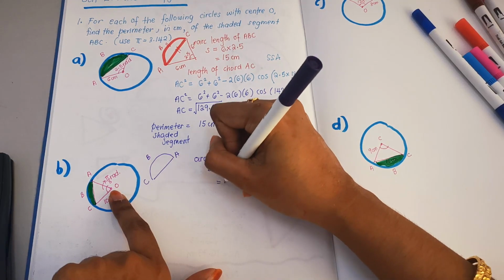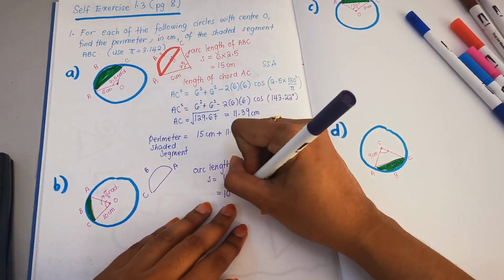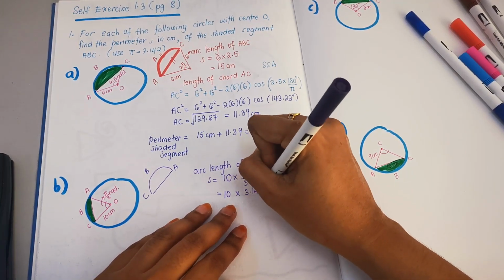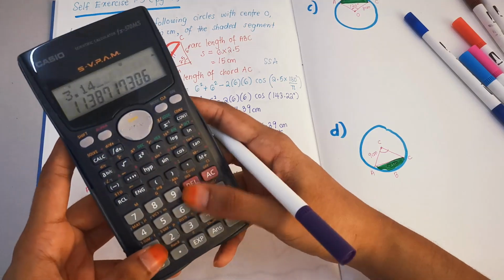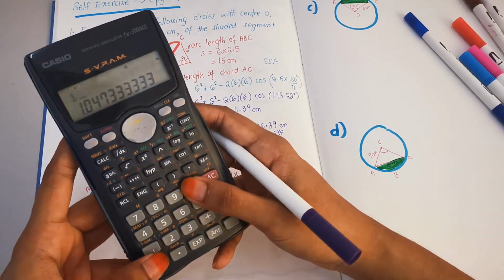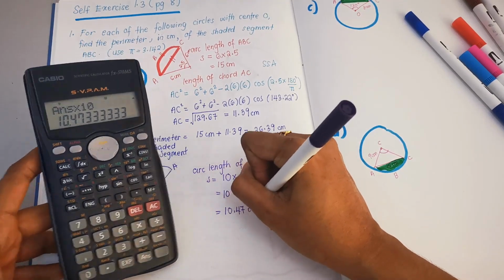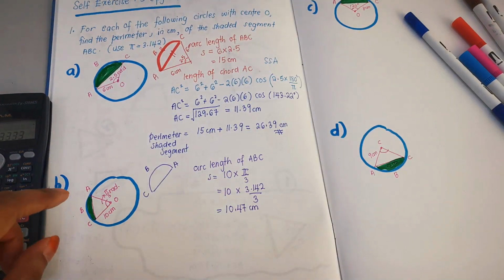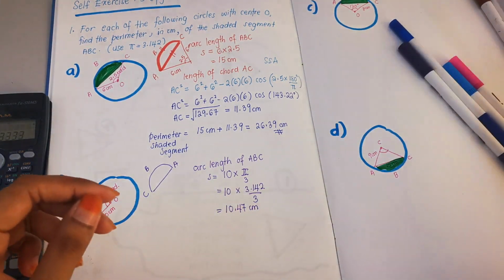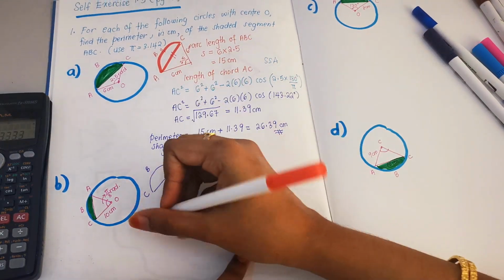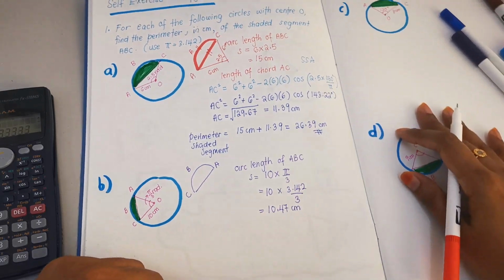Just make sure that if pi is given, use the pi. Let's use the pi. 3.142 divided by 3, then the answer times 10. We'll get 10.47 centimeters. So the arc length is 10.47. Now let's find the length of chord AC.